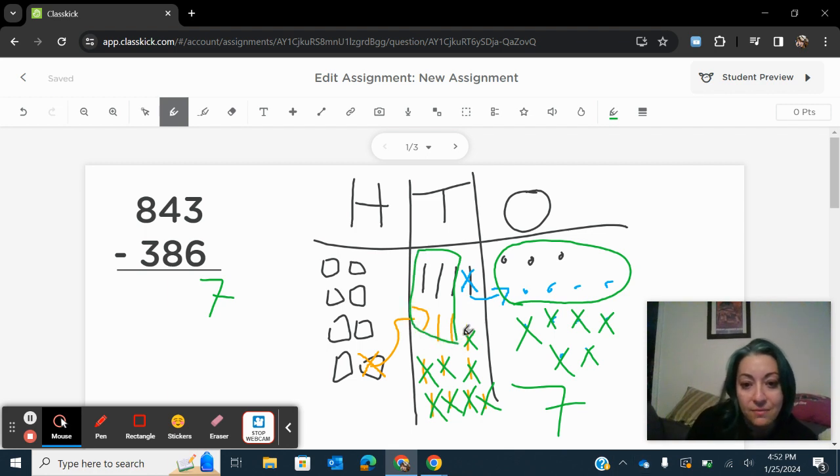I have 1, 2, 3, 4, 5. I have 5 tens left because remember this 10 already went away because that 10 became the ones. So I have 1, 2, 3, 4, 5 tens. I'm going to put 5 over here. 5. I am now done with the tens.